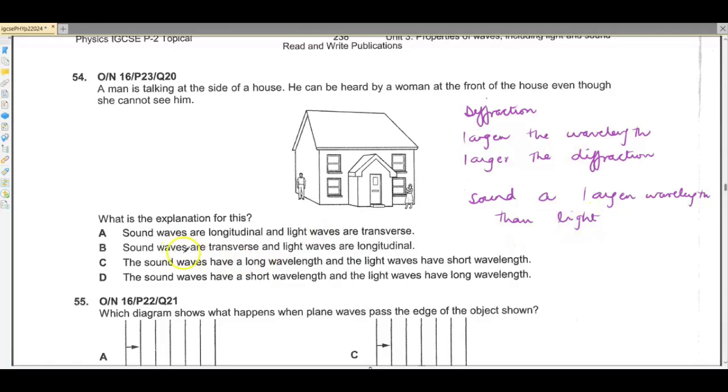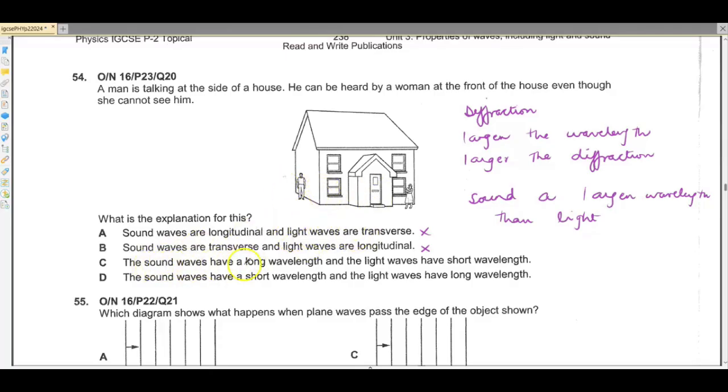Okay? If we now look at the options, we can reach our answer very easily. Sound waves are longitudinal and light waves are transverse. Sound waves are longitudinal and what do you say? Light waves are transverse, but this is not the reason for this phenomena that she is hearing the sound but is not seeing the person. ठीक है? The sound waves are transverse. ये तो वैसे ही गलत हो गया. This thing is correct, but it's not explaining the phenomena.